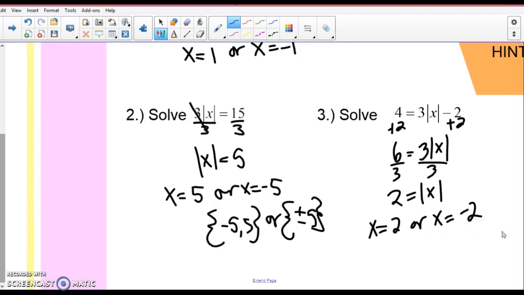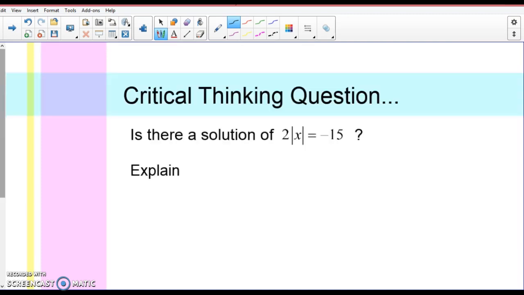Correct. Because the absolute value of 2 is 2, and the absolute value of negative 2 is 2. Here we go. Let's isolate the absolute value first. Divide both sides by 2. Whoops, 2. So the absolute value of x equals negative 7.5.